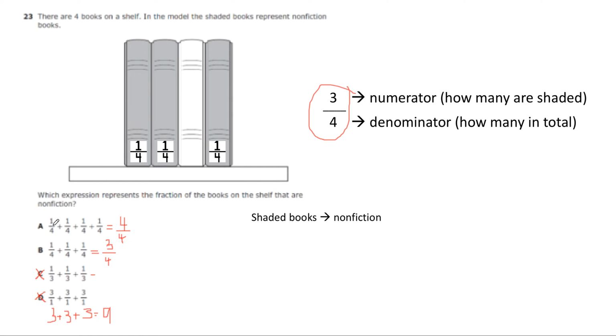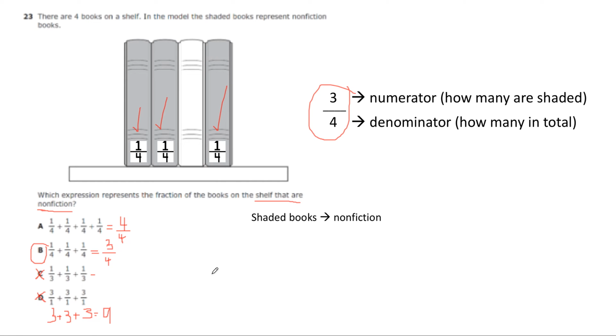So let's go back to A and B. These both looked like really good answers. But I need to go back to my question. Which expression represents the fraction of the books on the shelf that are nonfiction? So I'm only talking about the nonfiction books, which are this one, and this one. So I know that's only 3/4, not 4/4, because I'm not including this fiction book. So I know that B is the right answer. If you got B, give yourself some snaps, give yourself a pat on the back. You just worked hard.